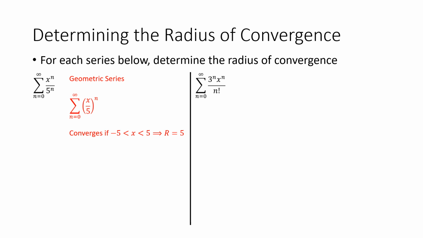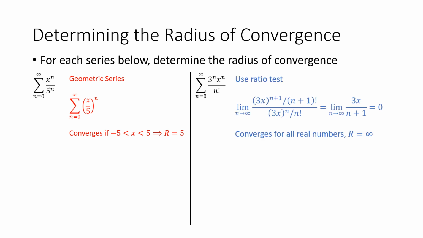So the next series is a little bit more complicated, as we have the sum n equals 0 to infinity, 3 to the n times x to the n over n factorial. Given that there's an n factorial, we'll use the ratio test. Setting up the ratio test, we get (3x) to the n plus 1 over n plus 1 factorial, over (3x) to the n over n factorial. Note that 3 to the n x to the n is the same as (3x) to the n, which is the reason for the setup.